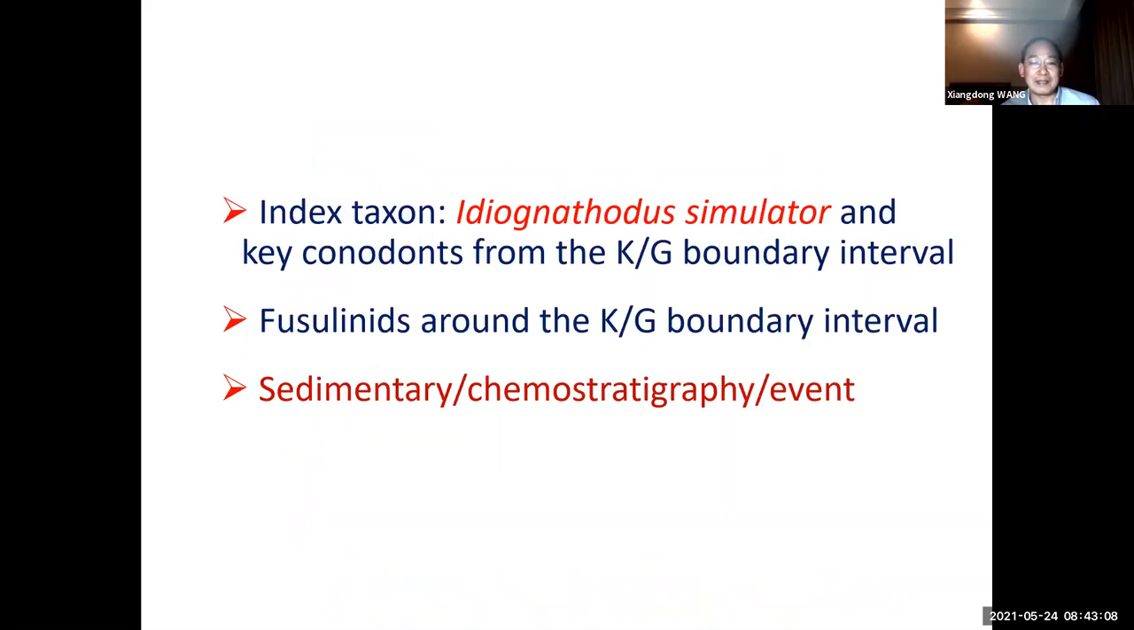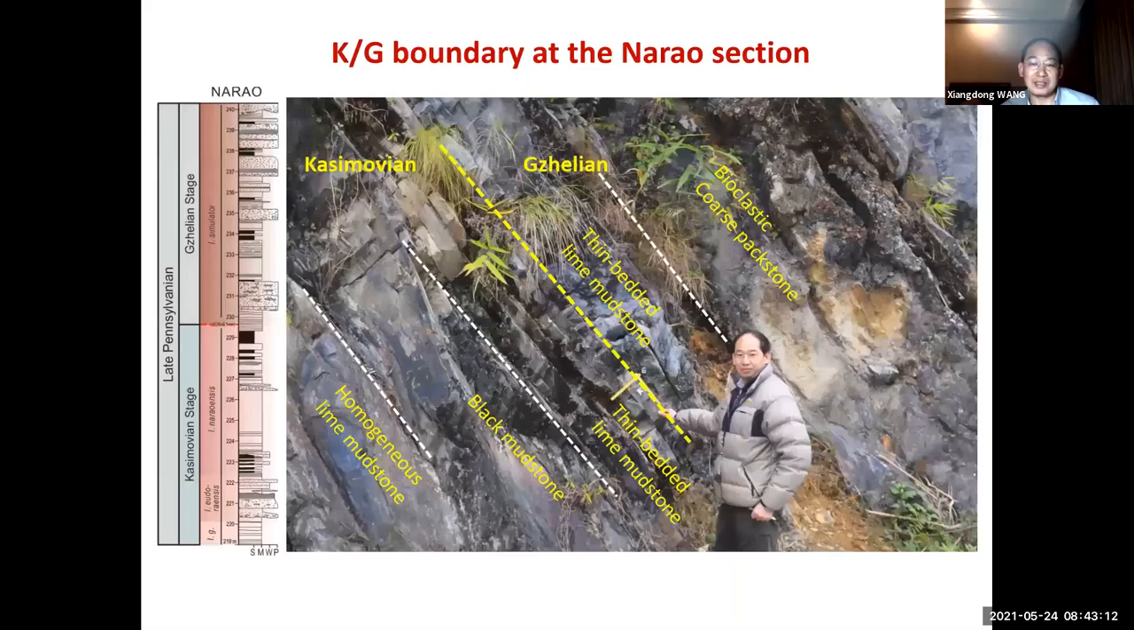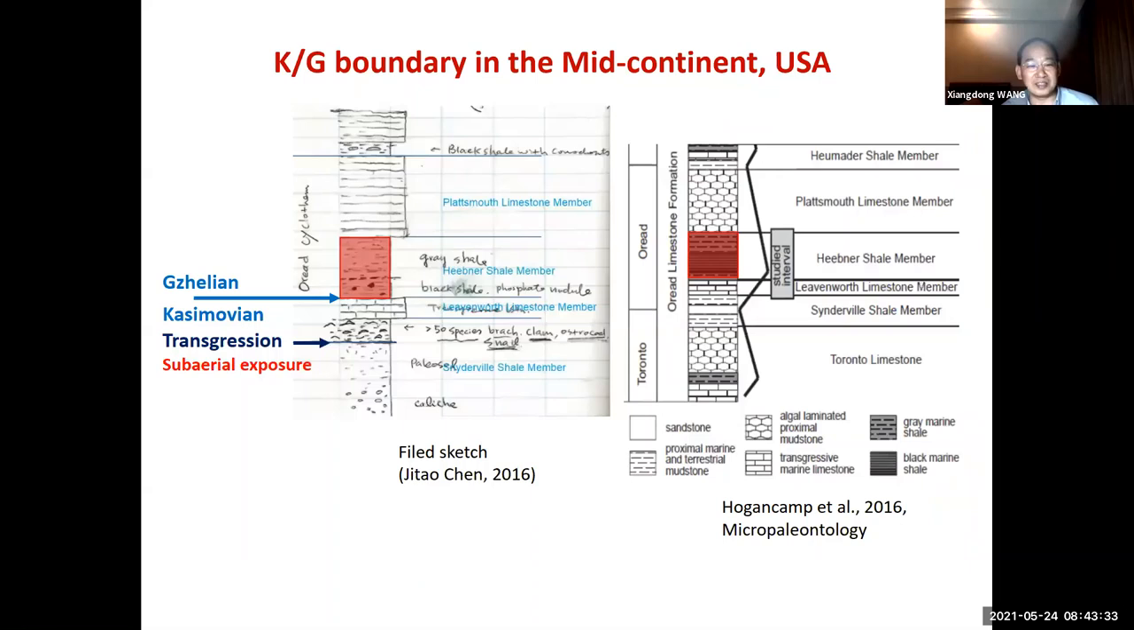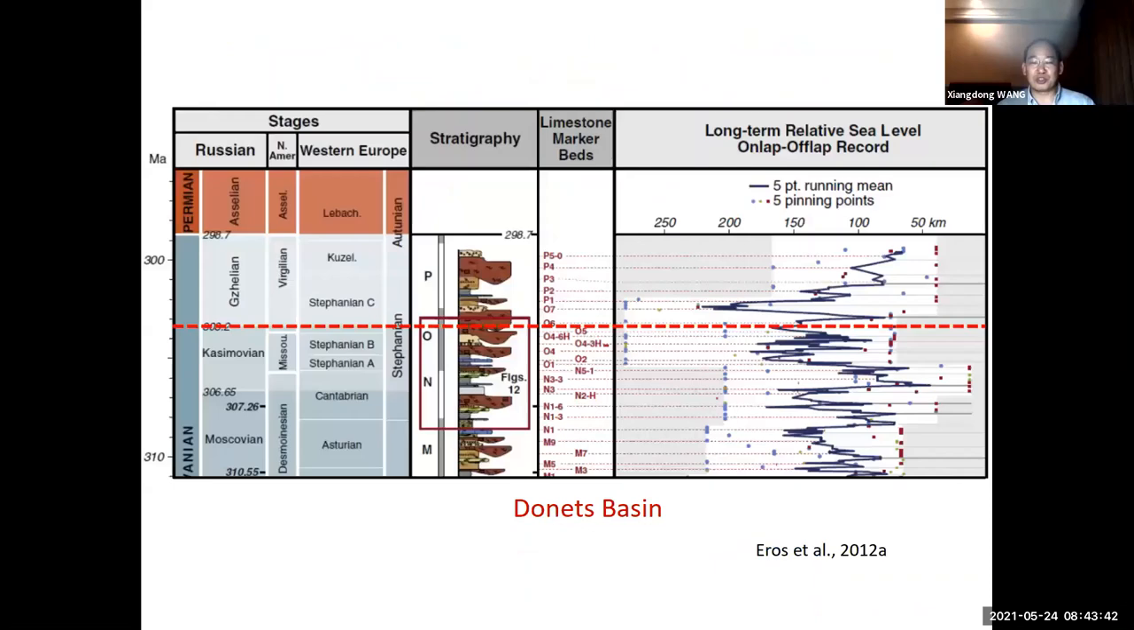Next slide, please. And this shows a really close view of the sedimentology beds. And next slide, please. In Naqing, this is the Naqing section, and the upper one is the Nanlao section. And the next one, please. Okay, this shows the Midcontinent. And the next one, please. Next. And this is also to show the boundary change. And next one, please.